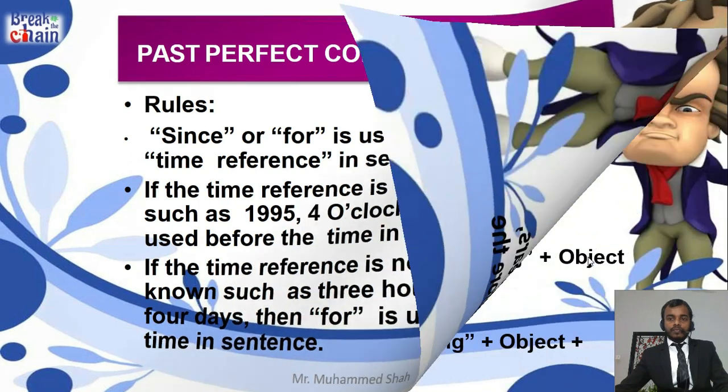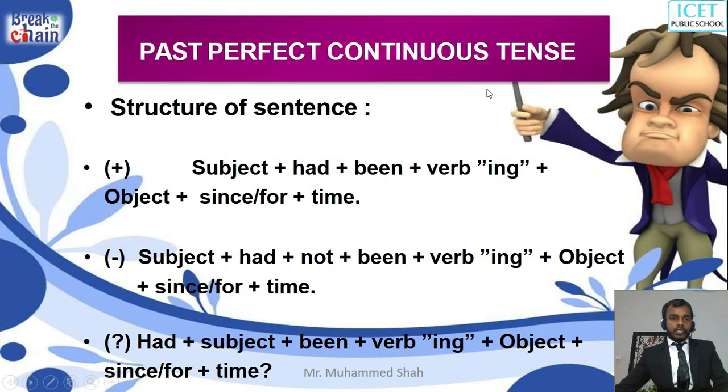Got it? Then the past perfect continuous tense structure is like this: subject will come, had will come, then been, then the ing form of the verb, then object, then since or for, then time. In a negative sentence, after had you have to use not: had not been. For questions, the auxiliary had will come at the beginning of the sentence. That is the difference in the question. This is the structure of the past perfect continuous tense.